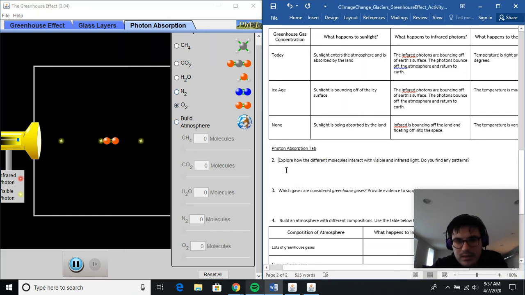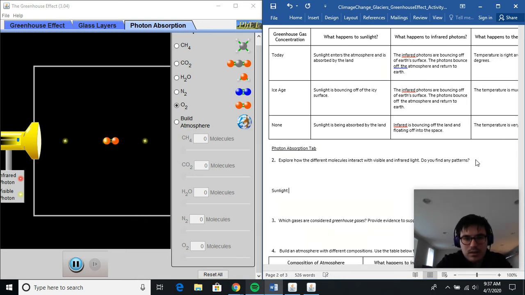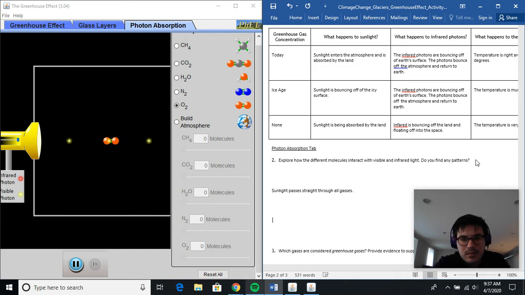All right, so let's try to find a pattern here. Right off the bat, the easy pattern is sunlight passes straight through all gases. Why is it doing that? I do not want it to space out.